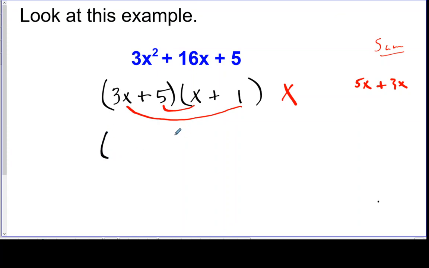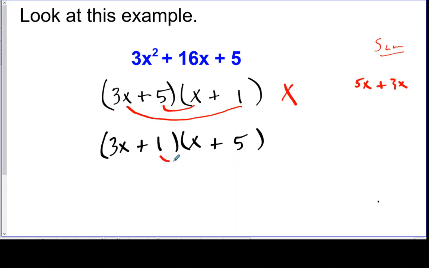What if we try it again? This is how you get it. To get 3x squared, we don't have to change that because the only way to get 3x squared is 3x times x. But notice now, if you change the order of this 5 and 1, it's going to give you a different sum of the two terms. So what if I try making this 1 here and making this 5 here?